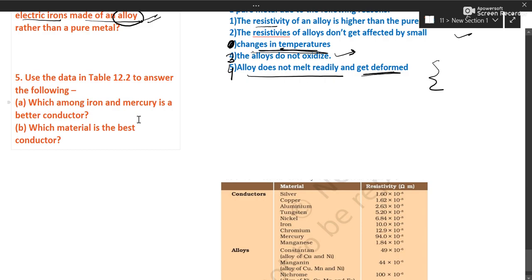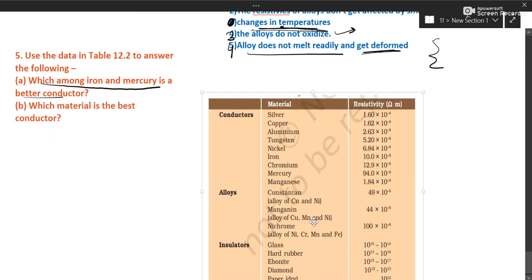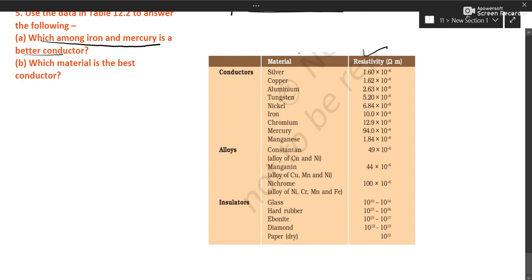Which among iron and mercury is better conductor? So actually they have given a table. This is a table. In this we have to see and we have to answer those. So you can see iron and mercury. This is a table which is enlisting resistivities. So let us have a look at iron's value and mercury. Mercury is 94 into 10 raised to power minus 8. So its resistivity is higher. Resistivity, opposition, is higher. So it is bad conductor.